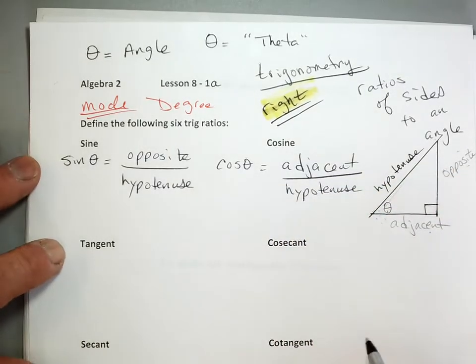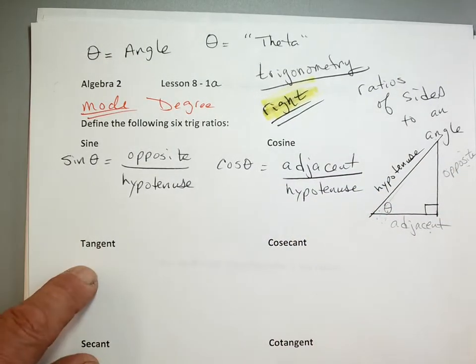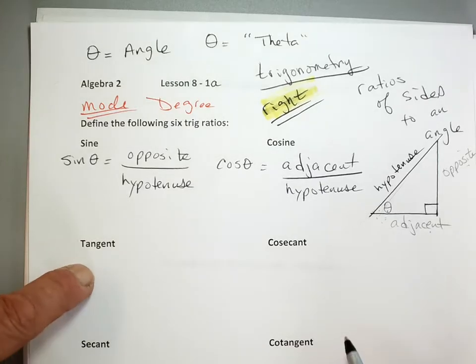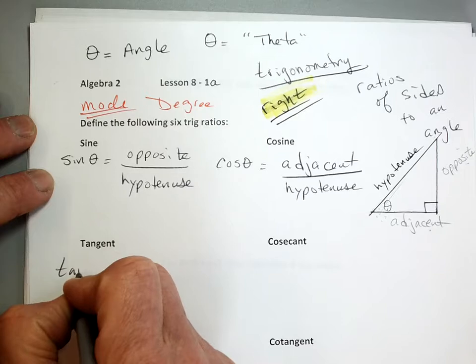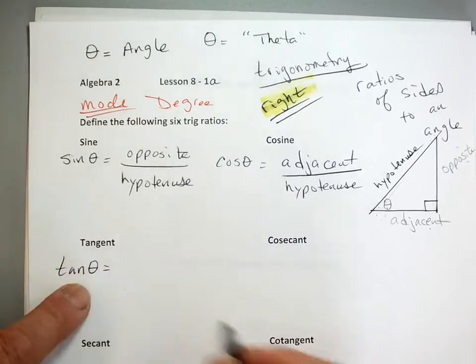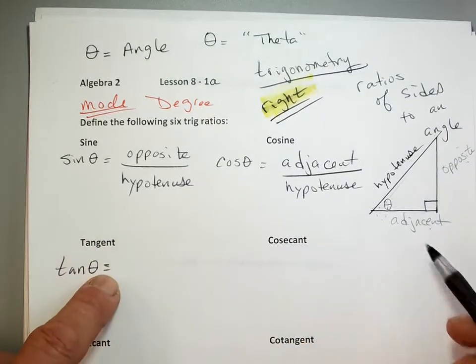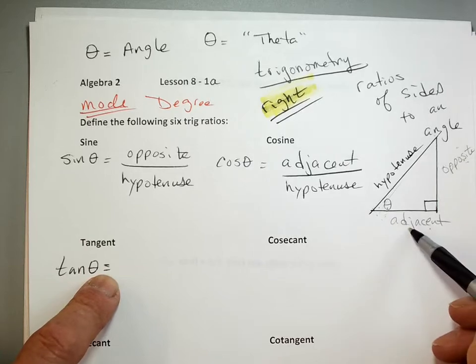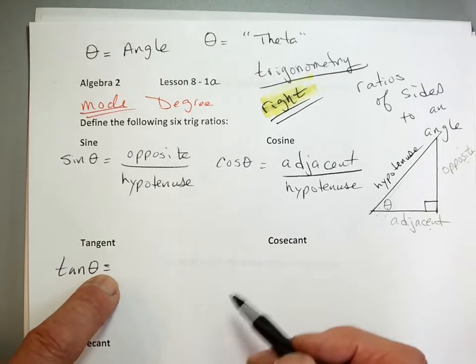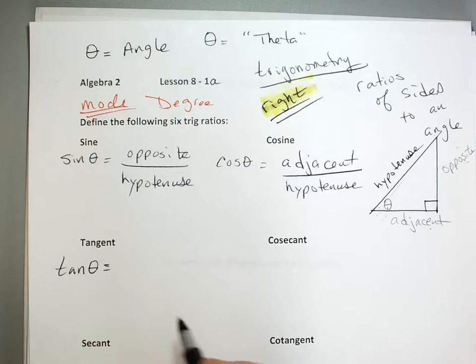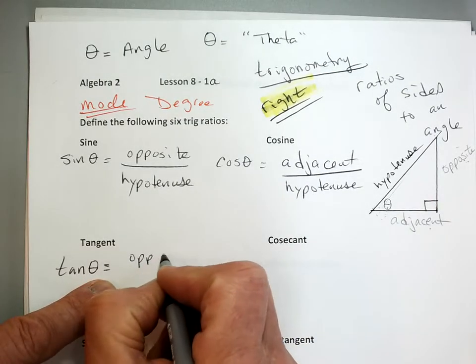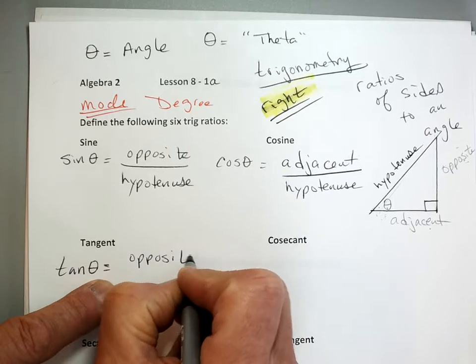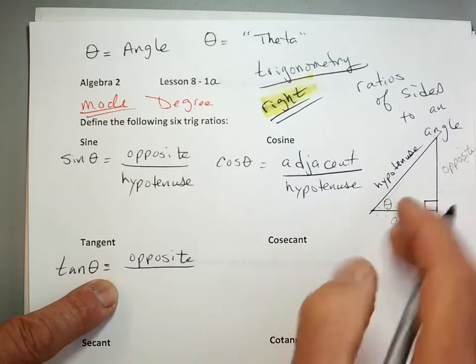Okay? The tangent. The tangent is the third ratio. We learned this last year. The abbreviation is tan of theta for the angle. And the tangent is equal to the opposite side over the adjacent. Okay? A ratio is just a fraction. Tangent theta is equal to the opposite side over the adjacent side.